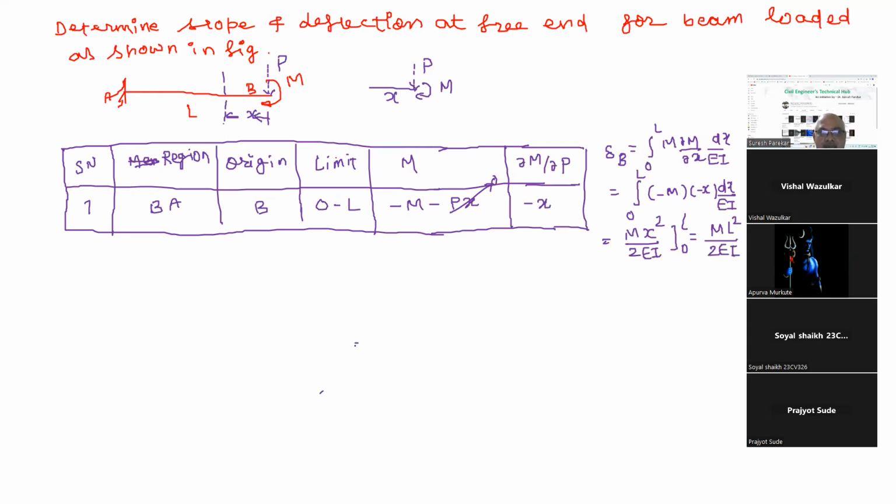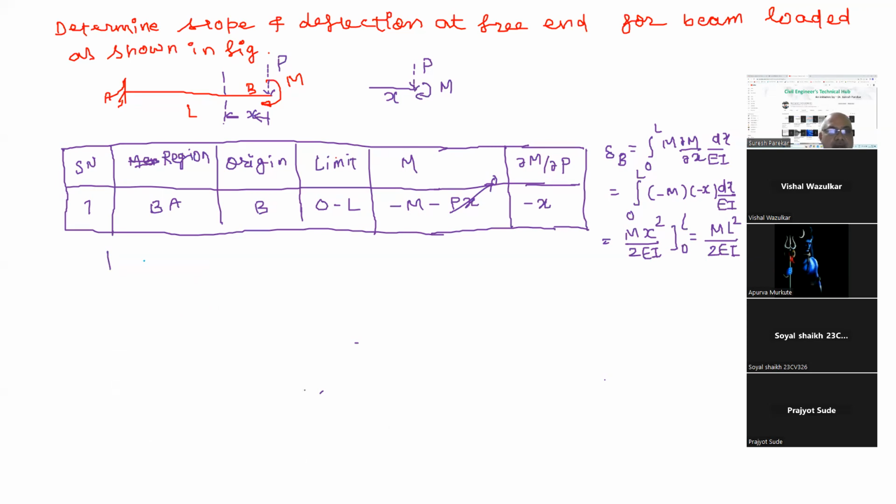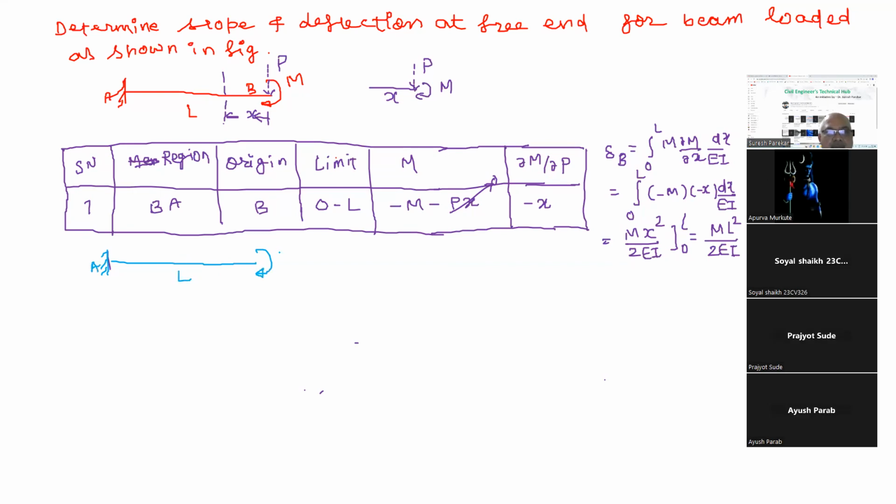So likewise we have to go for this moment. Now if I go for slope, what will be the case for slope? You can see, this is a variable load, and therefore I do not need to apply any dummy load over here. We can directly prepare the table.